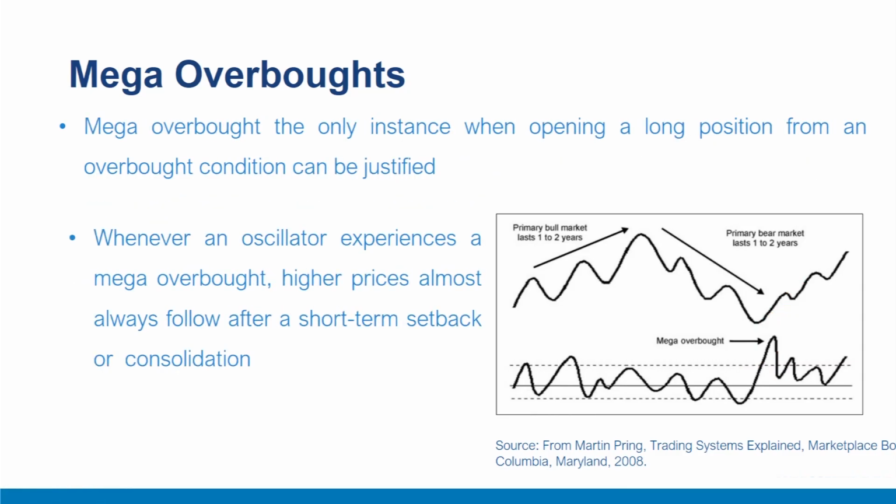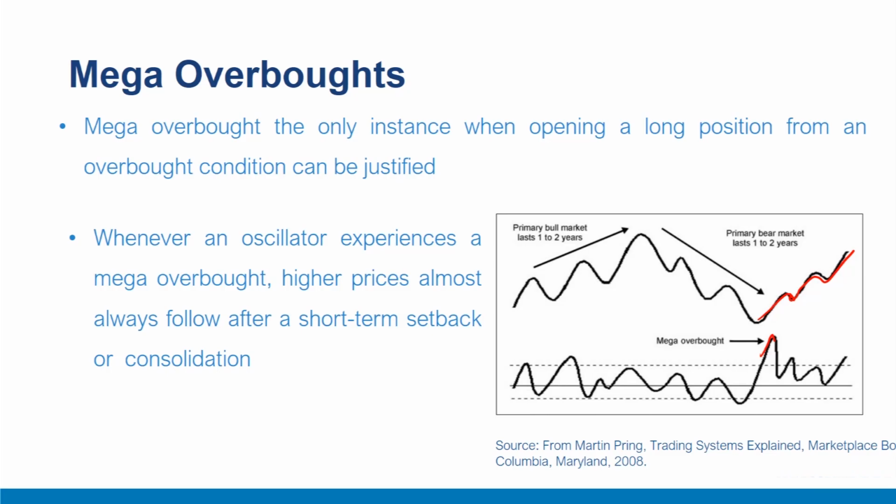We can say that this mega overbought is the only instance when opening a long position from an overbought condition can be justified. Even so, it can only be rationalized by someone with a long-term time horizon. This is due to the fact that whenever an oscillator experiences a mega overbought, higher prices almost always follow after a short-term setback like this. So once there is a mega overbought, higher prices will follow. There is a short-term setback, but then prices will move up.